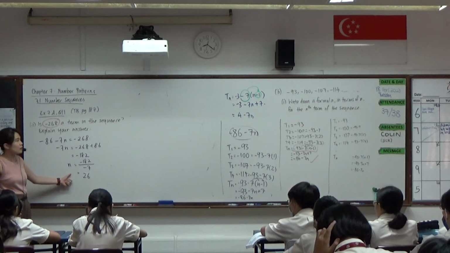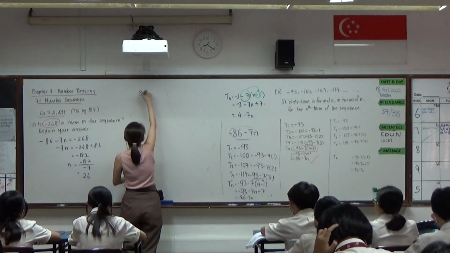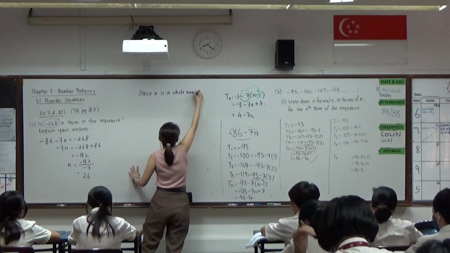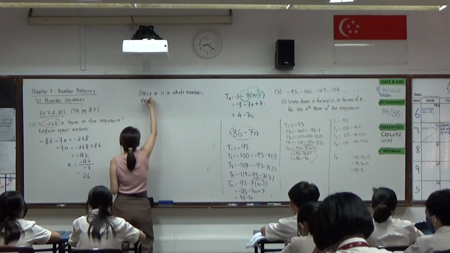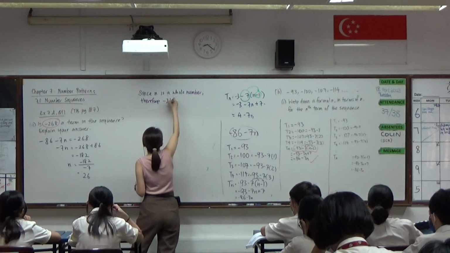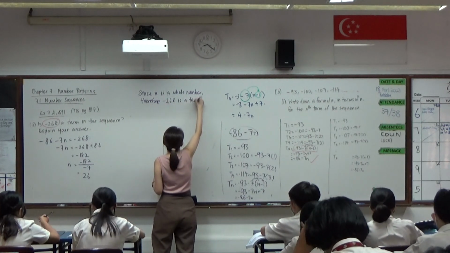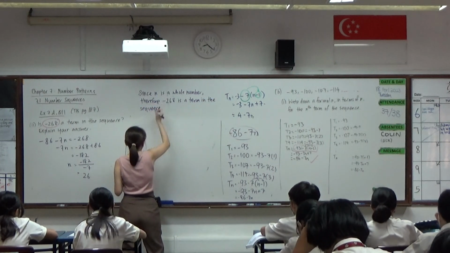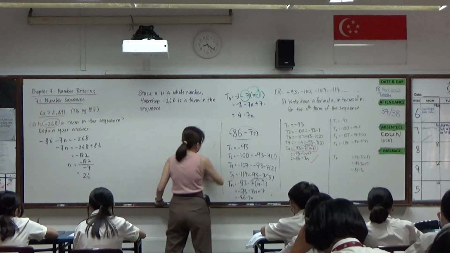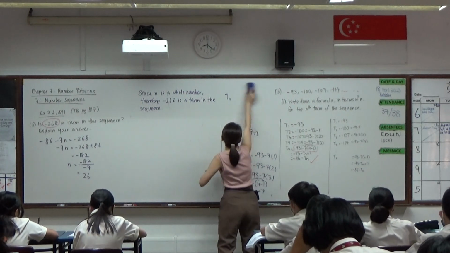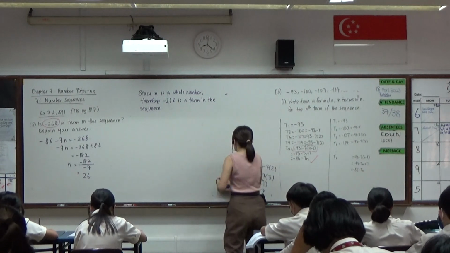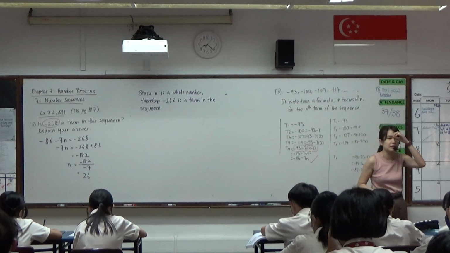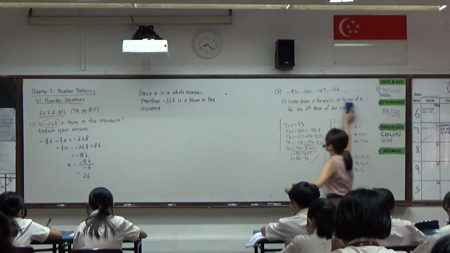So because it is a whole number, we state by explaining that since n is a whole number, therefore negative 268 is a term in the sequence. So that is how we go about explaining. Please do not go about finding the term itself because that is not efficient. If I give you 1,256,000, that will take you forever. Alright?